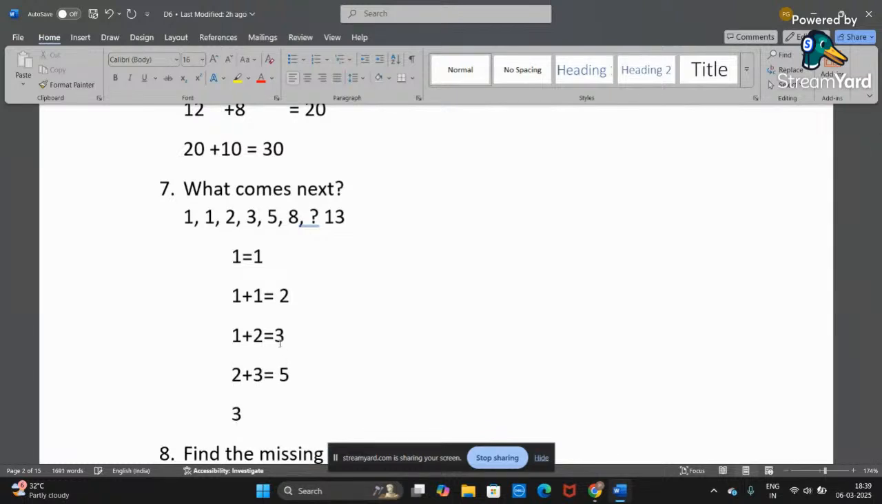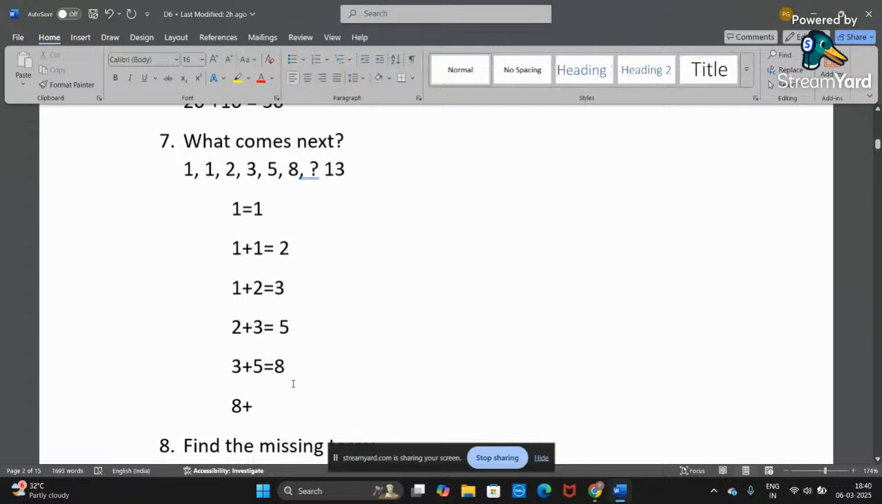Then 3 plus 5, it is 8. Same way, how much should it be? 8 plus 5, plus 8, right? So how much should it be? 13. 13 is your answer. This is your answer, 13. Any doubt?